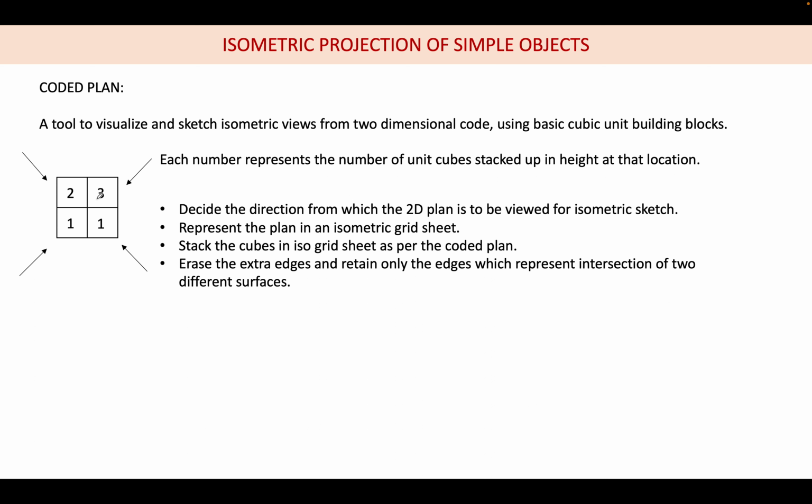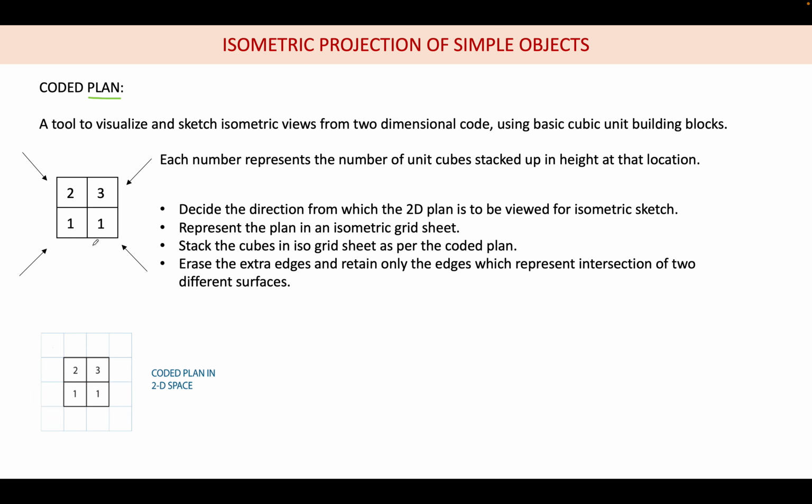First of all, it means that I am looking from the top. Plan means top. So when I am looking from the top, there is 1 cube here. It is like your Lego toys where we are building cube upon cube. So here there is 1 cube. Here there are 2 cubes, one on top of the other. Here there are 3 cubes, one on top of the other, and similarly there is 1 cube here.